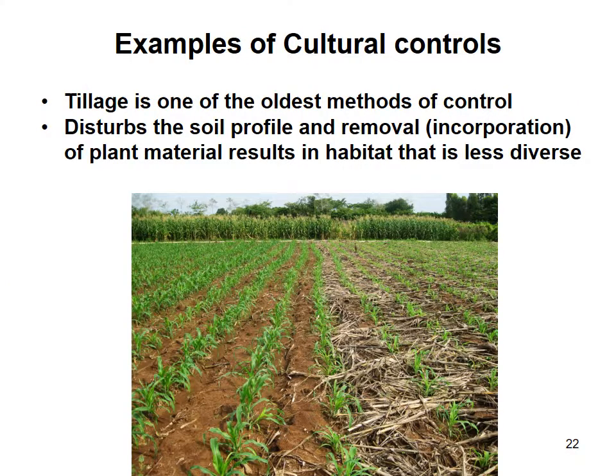Let's now look at some examples of cultural controls. Tillage is probably the oldest method of pest control, although this was not the primary aim of the practice. It results in a habitat that's less diverse in terms of many invertebrates, including some of the pests. And this is done mainly through the removal of suitable shelter and food, and also results in physical damage to pest species. In this photo shown here, you can see a paddock that's been cultivated to the left, and to the right we have no-till and stubble retention.